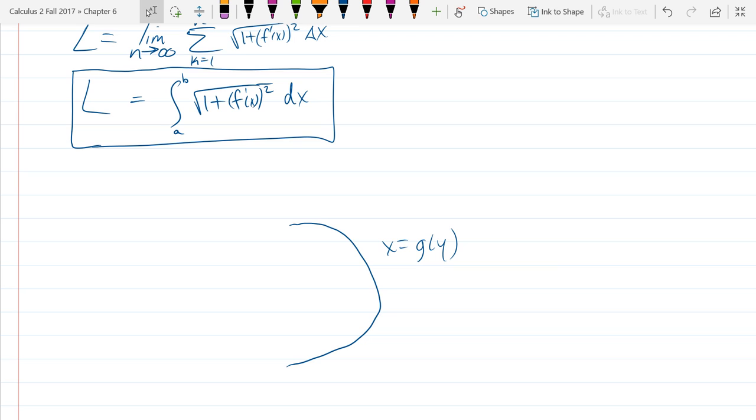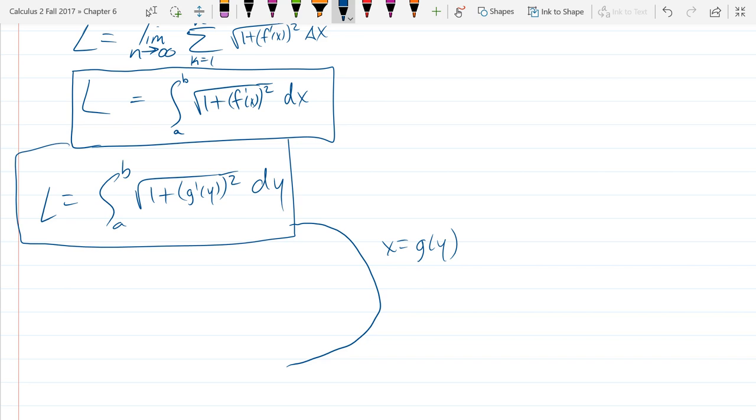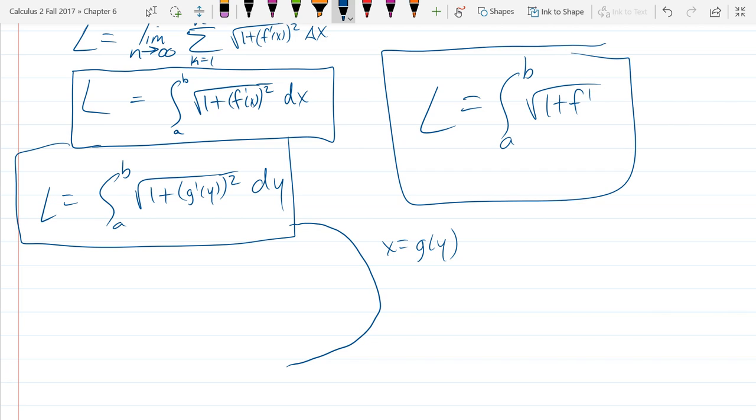So if this is the curve we're working with, your length would be almost exactly the same. You just have everything as a function of y. So we got g prime of y squared dy. So there's how your arc length could look. And if you want to summarize and have one on your cheat sheet, I think this would be a good version to put on your cheat sheet right here. Don't need to write of x or of y every time. Just use that. All right, let's go ahead and do some examples.